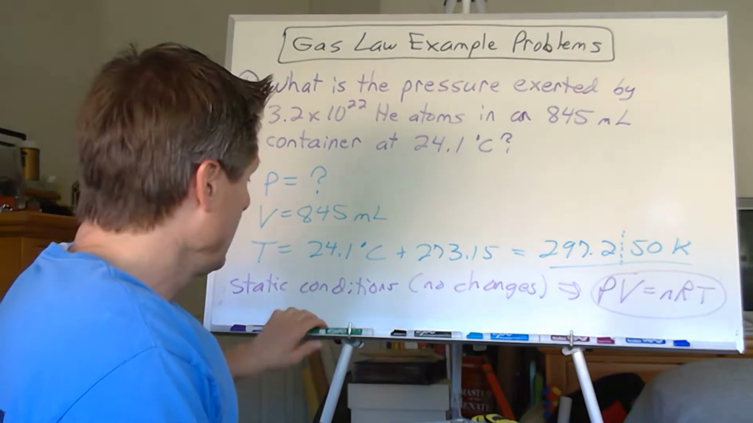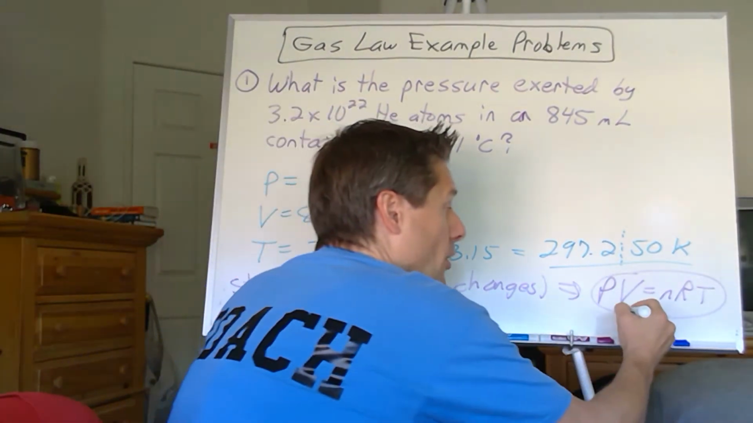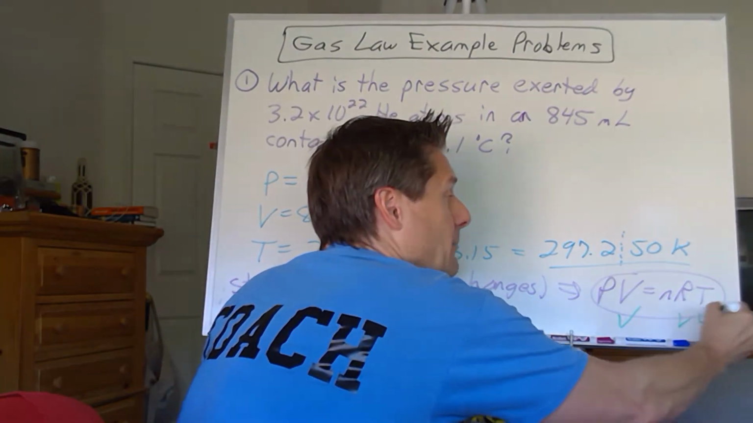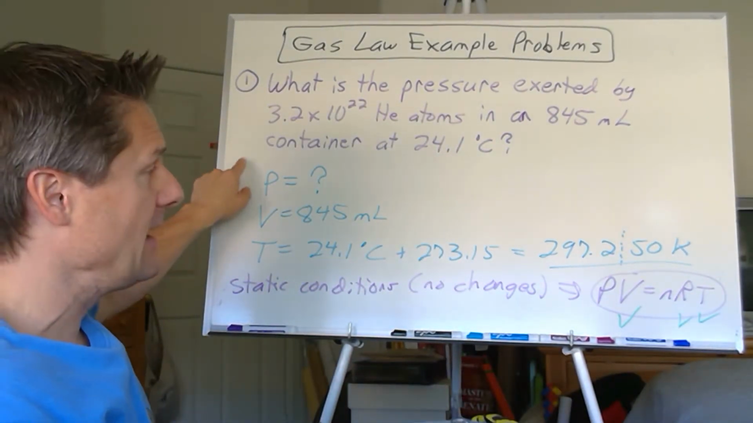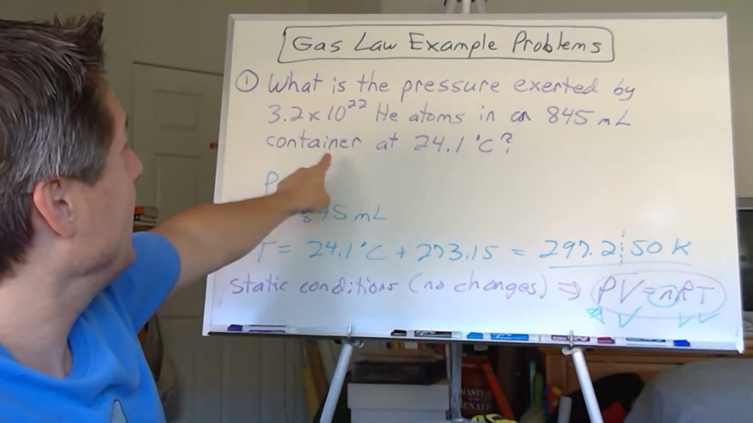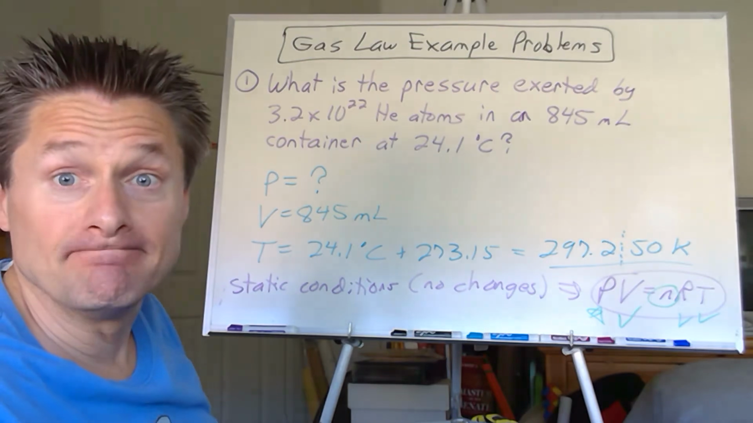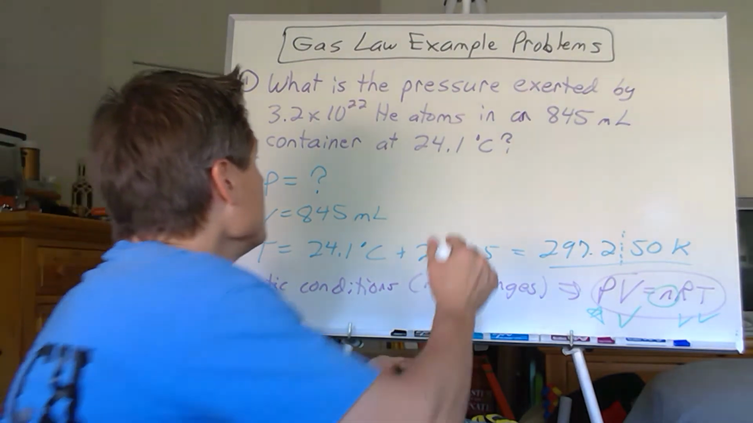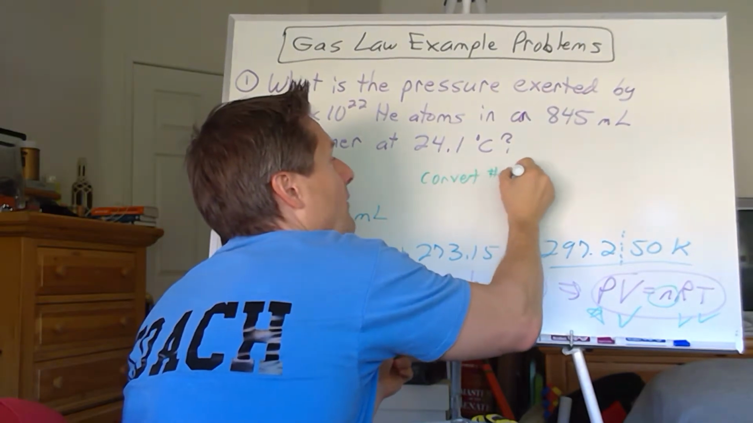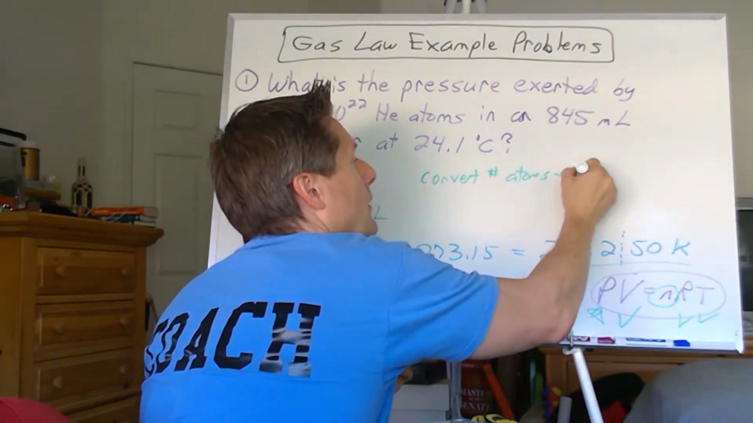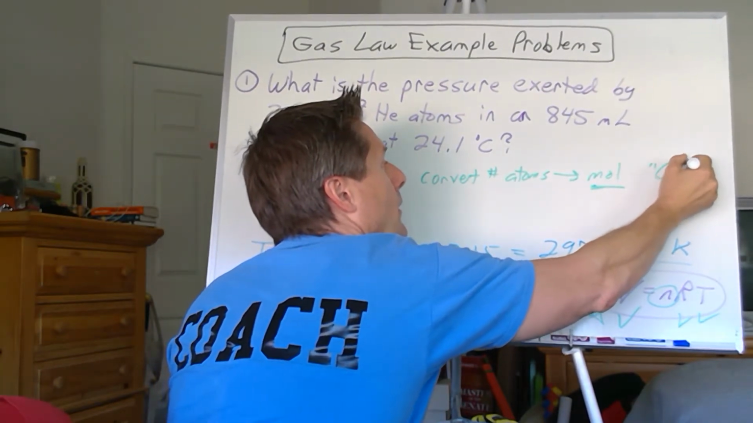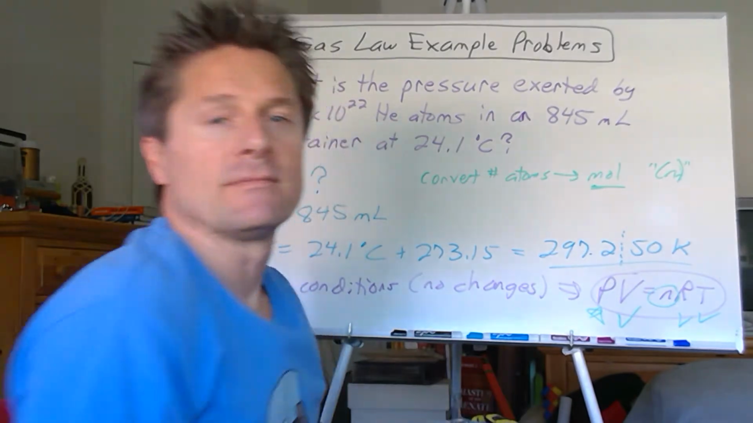So let's take a look here. We got volume, right? I know volume. R is a constant. I'm given T. I have T, I have V. I'm solving for P, which means I only need n, which I can get from the atoms. Yes, I can. So then what we'll have to do is convert number of atoms to moles. That's our n.